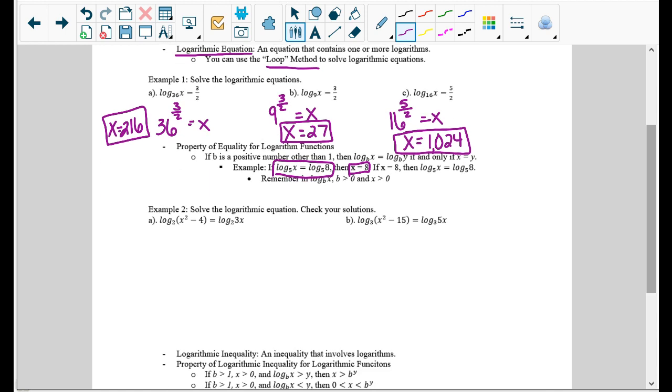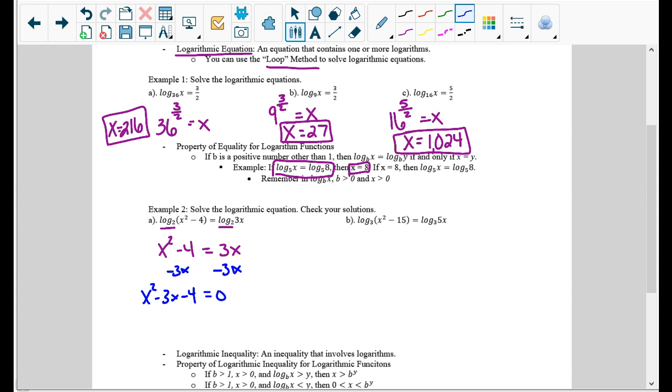Same idea here. If these logs are the same, which they are, I can say x squared minus 4 equals 3x. Since I have x squared, I need to get everything on the same side and set it equal to 0. So we're going to subtract the 3x. So I have x squared minus 3x minus 4 equals 0.